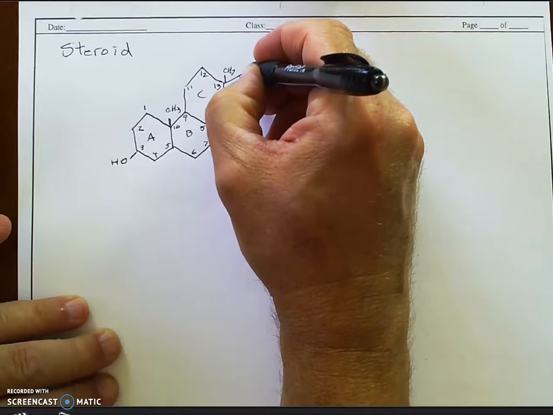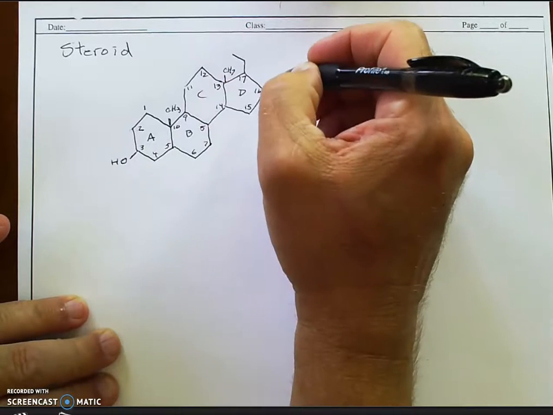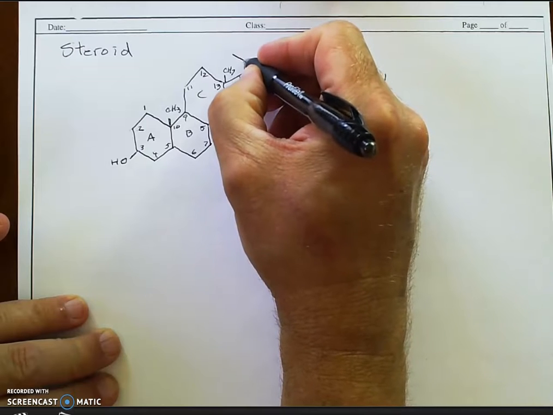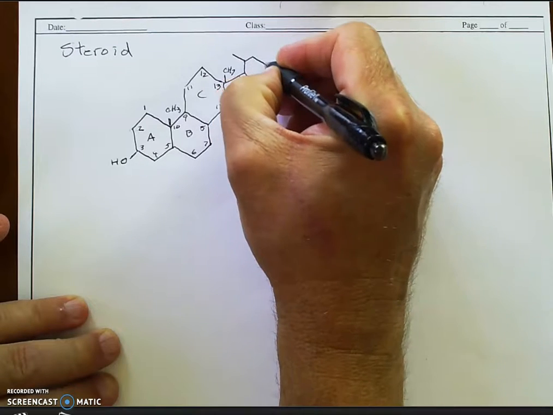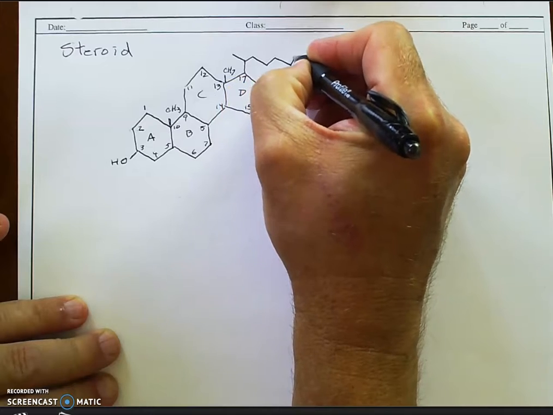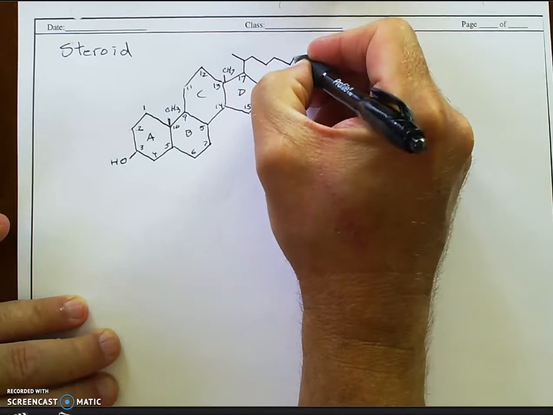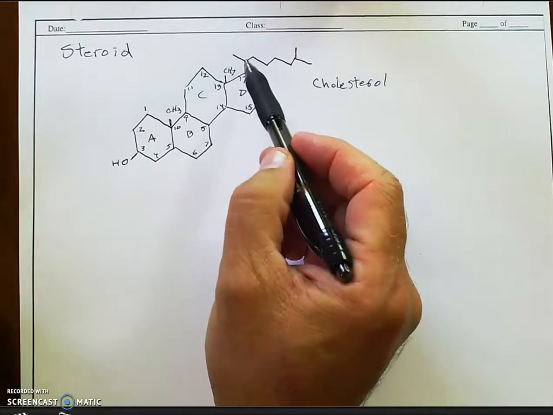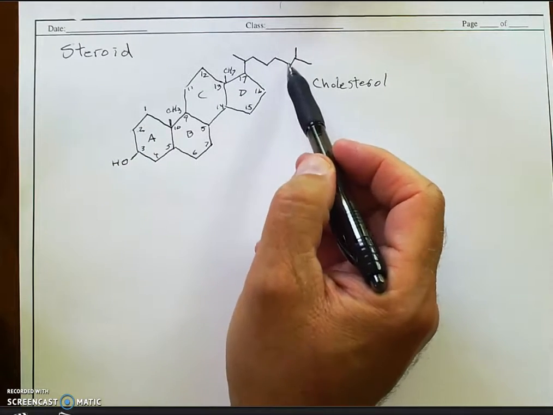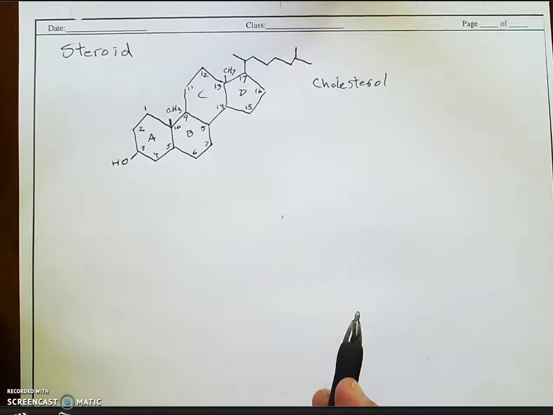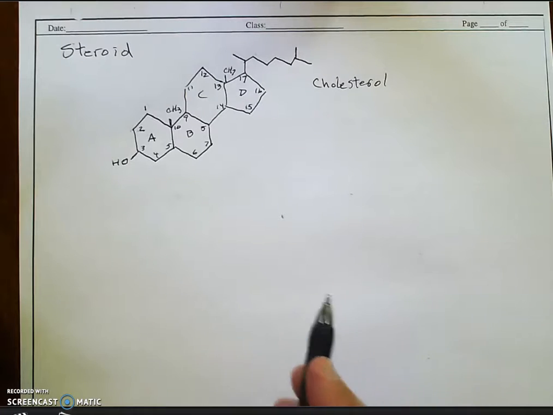We'll go up to a carbon. We'll have one carbon branched out over that way. We'll have another one here, here, here, here, here, here, and one branching off up here. So again, carbons at all of these endpoints of these line segments. So that's cholesterol. And of course, cholesterol gets a bad rap.